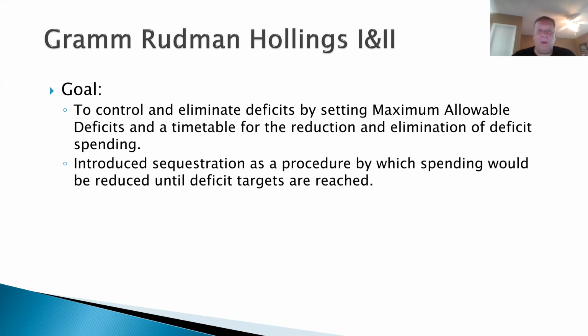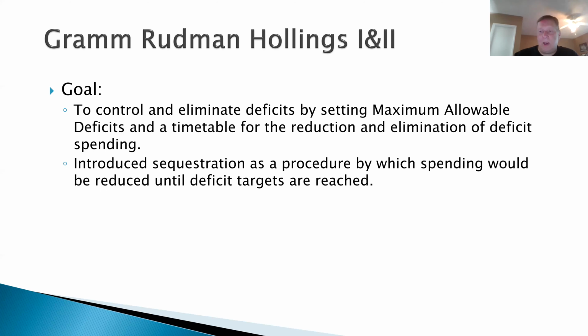So it's a bipartisan piece of legislation, and the goal of Gramm-Rudman-Hollings in 1985 was to control deficits by giving us deficit targets. So we created a timetable. We said for each year, here is the maximum deficit that will be allowed. If in any of those years, the amount of the deficit is larger than the target in the timetable, it would then trigger this process known as sequestration.